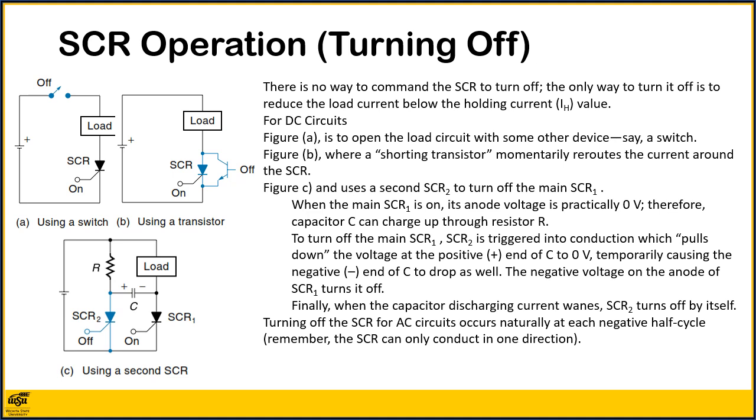Turning off the SCR for AC circuits is not a problem, because it will naturally turn itself off every negative half cycle. Remember, the SCR can only conduct in one direction. So in AC applications, the SCR must be triggered on once for each positive half cycle, and then it will turn itself off at the end of that positive half cycle.